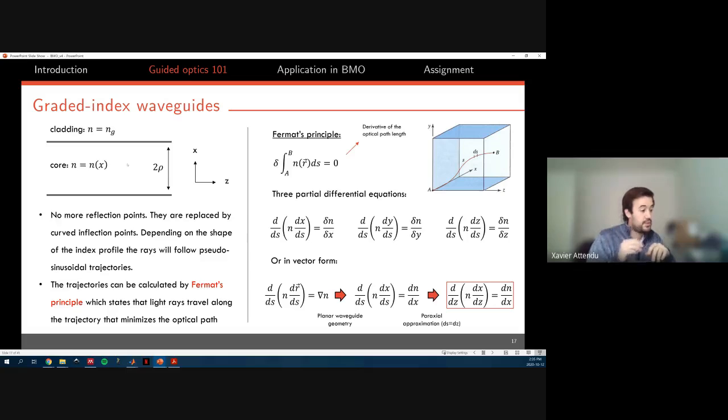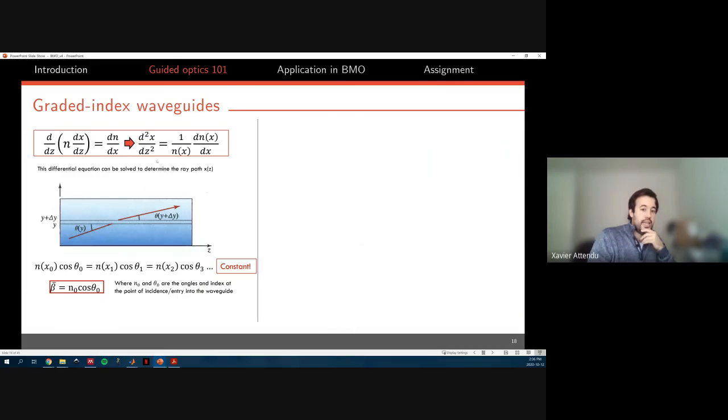So the physical distance that the light is traveling and the index of refraction combine in order to achieve the shortest optical path. Okay, so if you take Fermat's principle, you separate it into partial differential equations, do a little bit of math, change the form, you come to this one differential equation for this 2D case. And basically, when you solve this differential equation, you can calculate exactly along which path your rays are traveling.